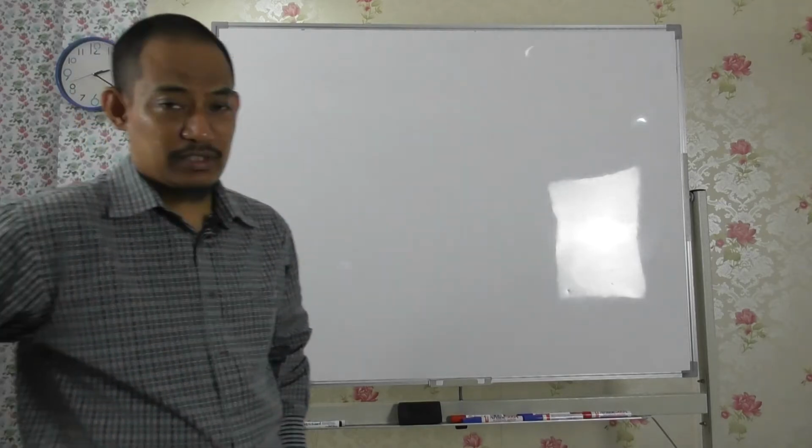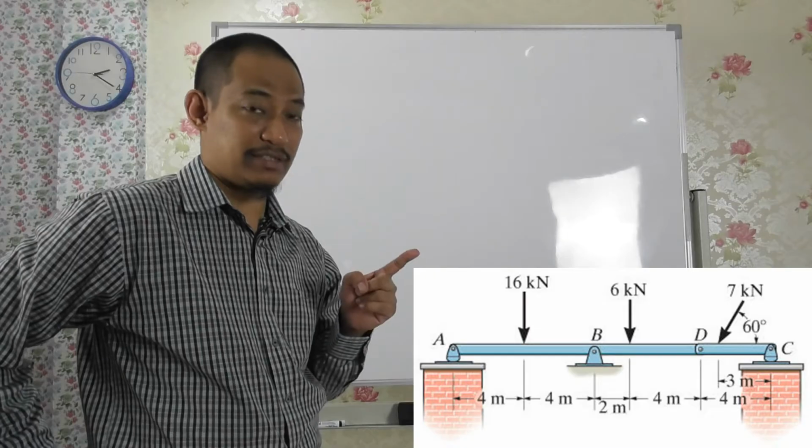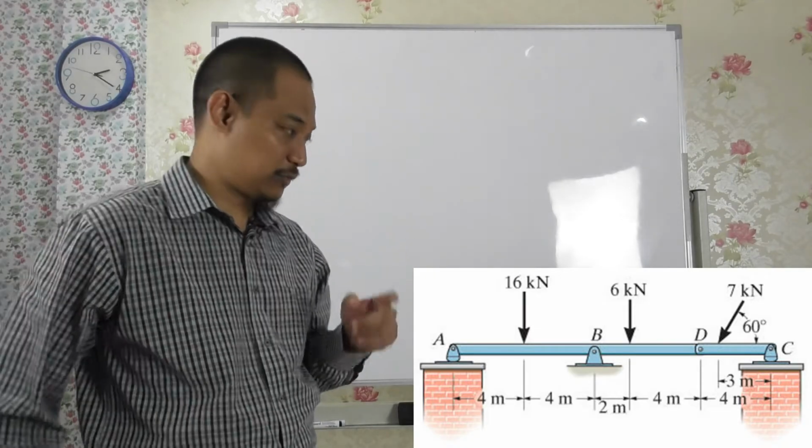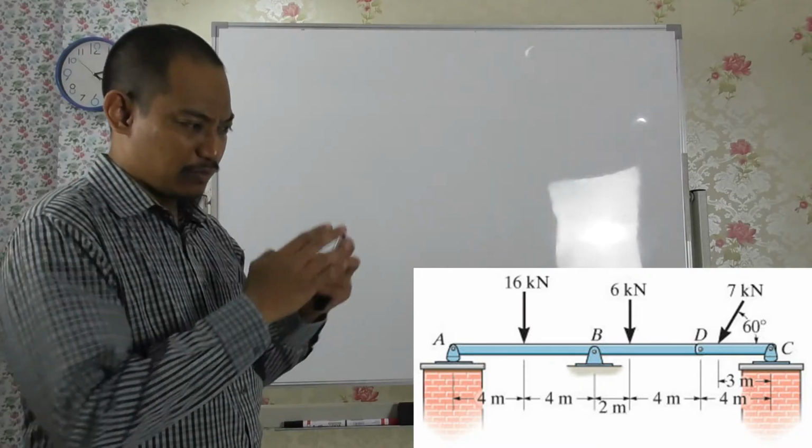Alright, so if you look at this diagram there, you should be able to identify that there are two members there, right? So it is critical for you to be able to identify which is the member, right?